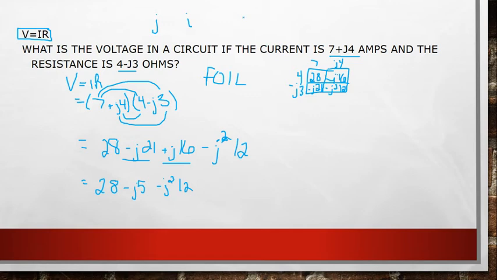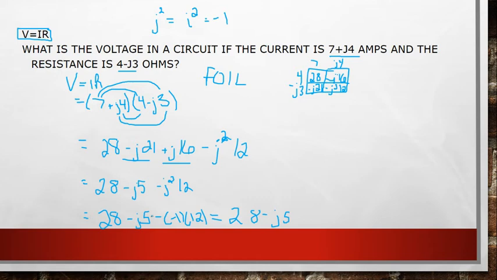So for j squared, I can substitute in that j squared equals negative 1. So I'm going to plug that in where I have my j squared. So I now have 28 minus j5 minus a negative 1 times 12. So then I have a 28 minus j5. Negative 1 times 12 gives me a negative 12, and since I have a negative in front, a negative gives me a positive 12. Combine like terms.